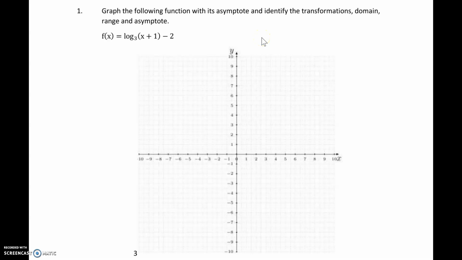Hello, you guys. I wanted to go over those two questions that we did in class today. So just the graphs. The first one is log base 3 of x plus 1, minus 2. If we started with log base 3 of x, that would be considered our parent function. So we could graph that first and then do the transformations after.